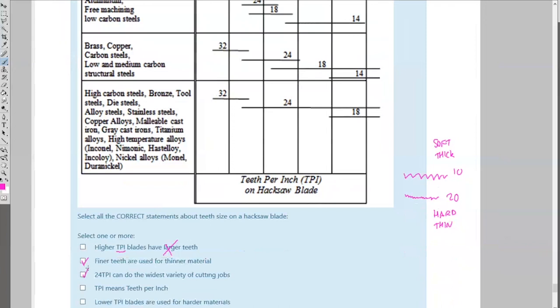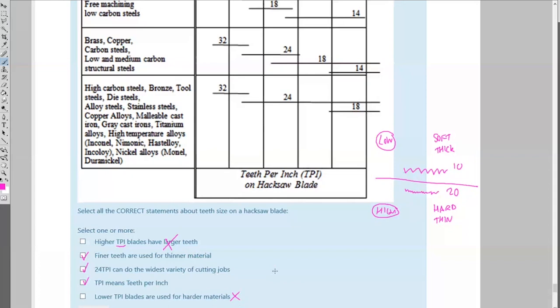TPI means teeth per inch. No, that's true. Lower TPI blades are used for harder materials. No, that's the low. This is low. Low TPI, high TPI. So lower TPI, no, they're not. That's wrong. So those three questions in the middle are correct.